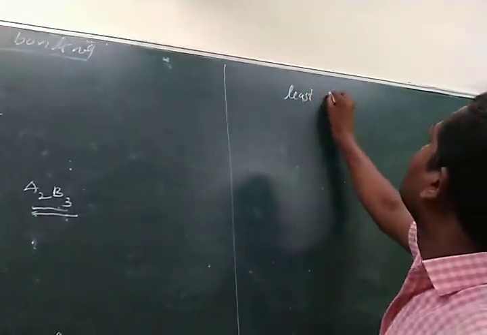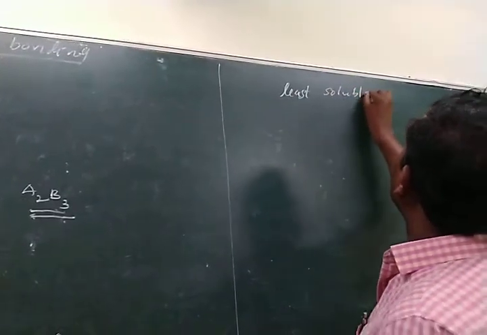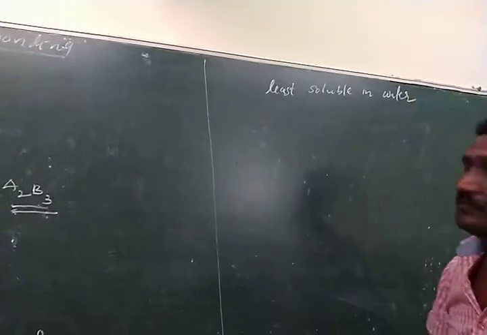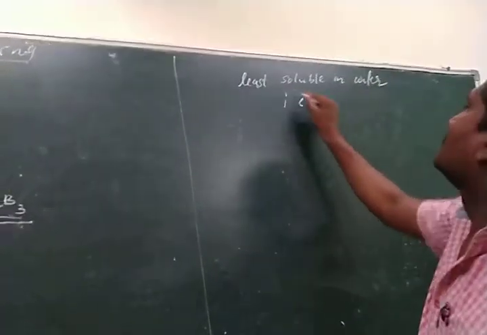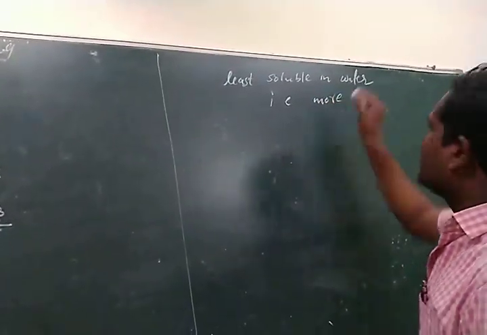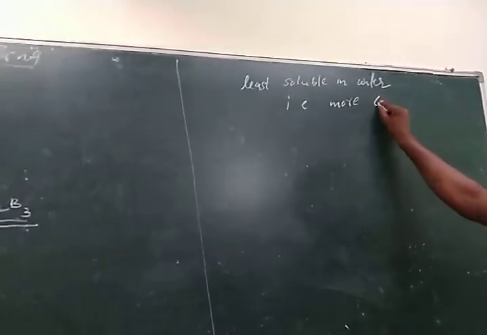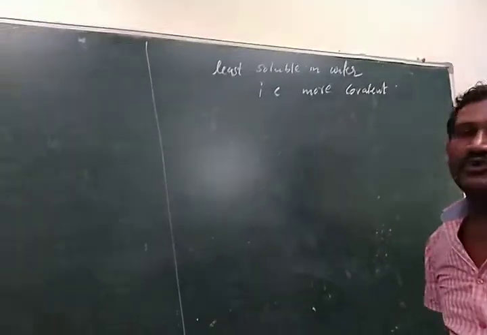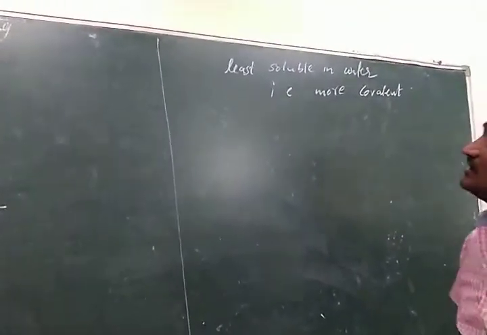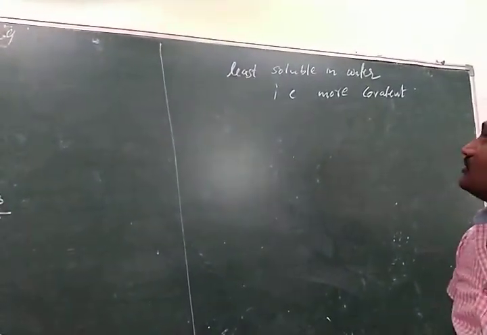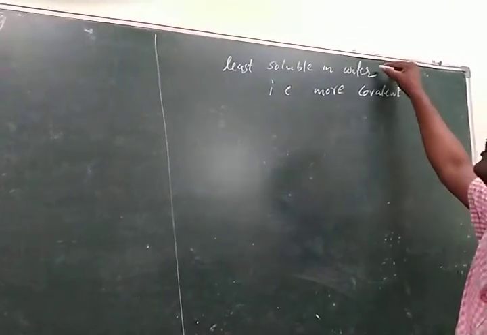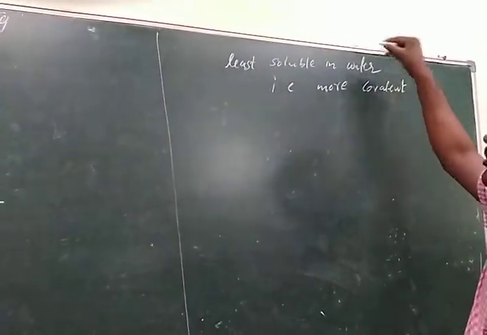Least soluble in water means that it is more covalent. Indirectly the question is asking for the more covalent compound. Why? Because water is a polar molecule. So water is polar, and ionic compounds are widely soluble in water. So a more ionic compound can be more soluble in water.